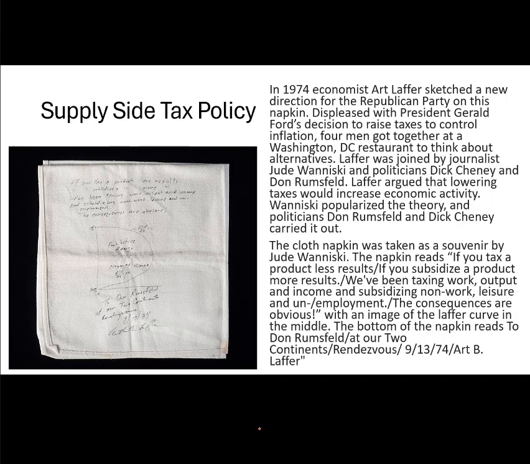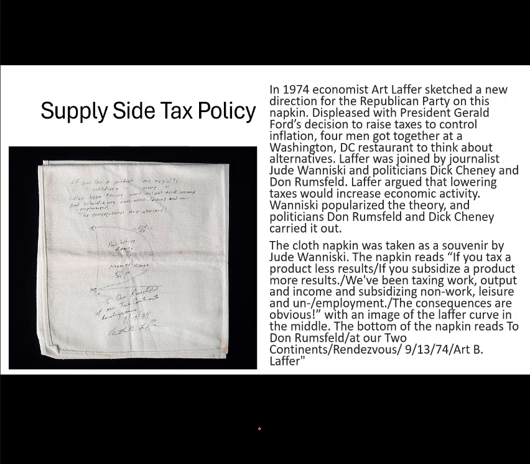So this is kind of an artifact of that. The description here, this is from the National Archives, says that in 1974, economist Art Laffer sketched a new direction for the Republican Party on this napkin. Displeased with President Gerald Ford's decision to raise taxes to control inflation, four men got together at a Washington, D.C. restaurant to think about alternatives. Laffer was joined by journalist Jude Wanniski and politicians Dick Cheney and Don Rumsfeld.